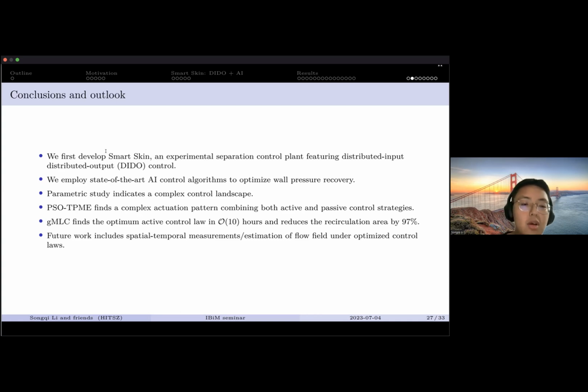For the closed loop control, it finds the optimum active control law, also in a finite time horizon, and leads to a guaranteed reduction of the recirculation area. In future work, we will concentrate on the spatial temporal measurements and estimation of the flow field under these optimized flow control strategies, not only for open loop, but also for closed loop control. With this, I'd like to take your questions.